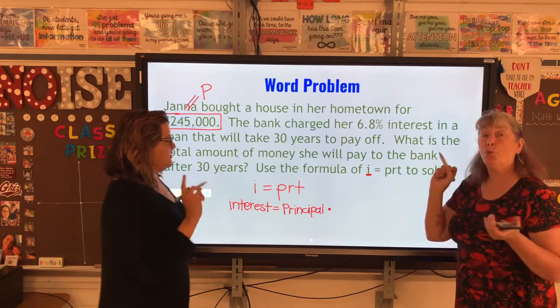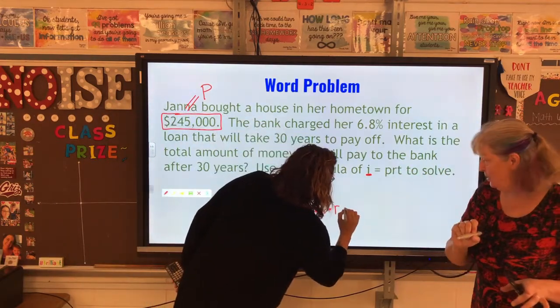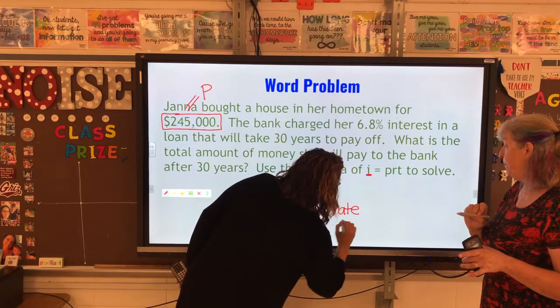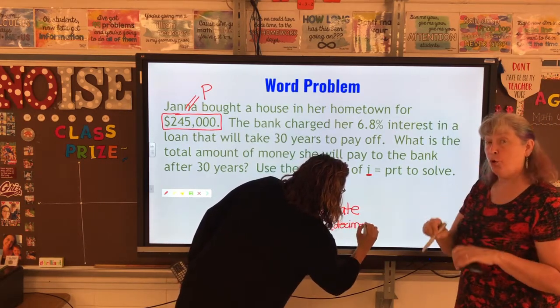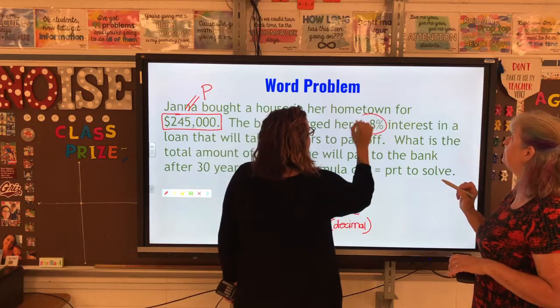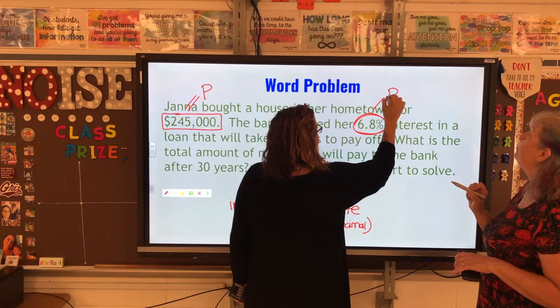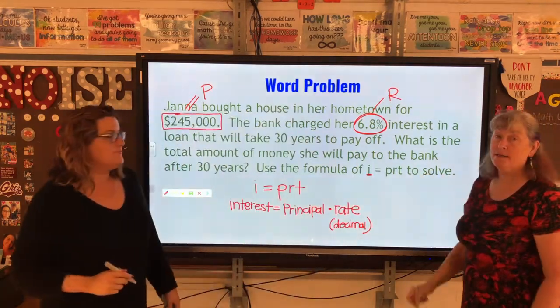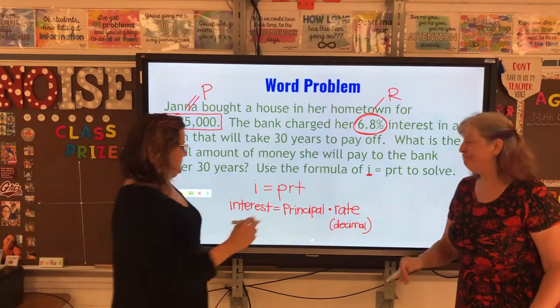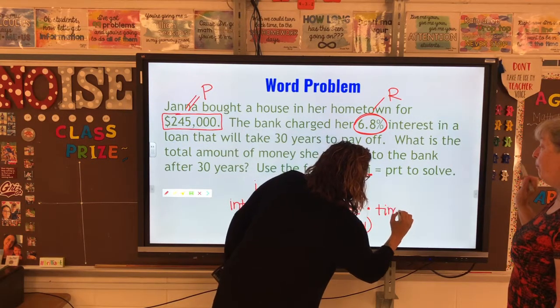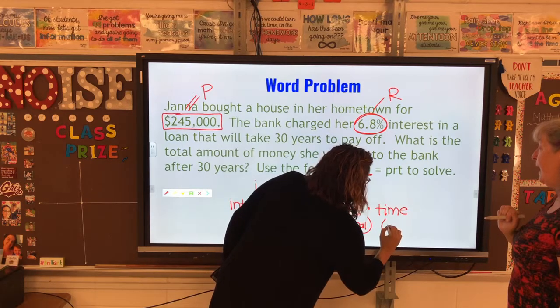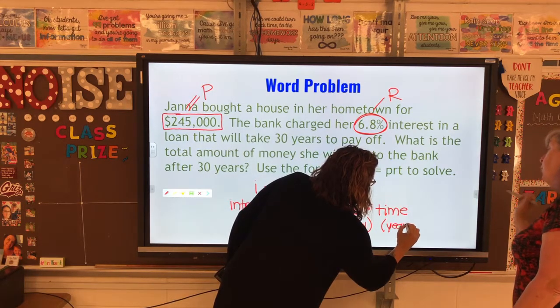R is the interest rate as a percentage. Right, but we're going to convert it to a decimal. But you'll see it as a percentage in the word problem. So 6.8% is her rate. And T stands for time. In this case, that's 30 years. And you just multiply those three together, and that will give you your interest.